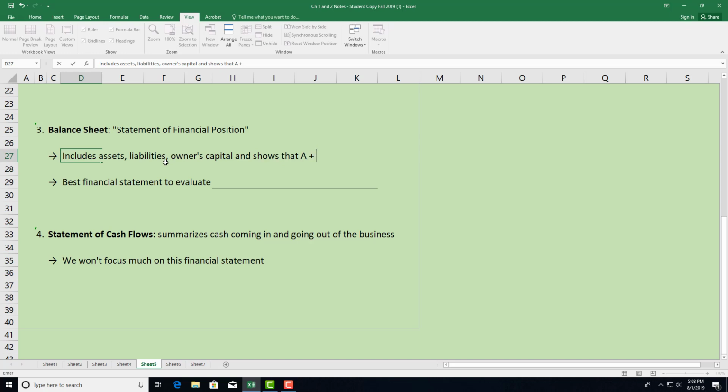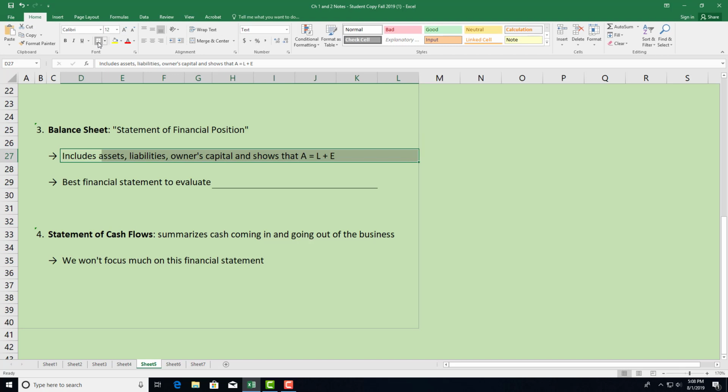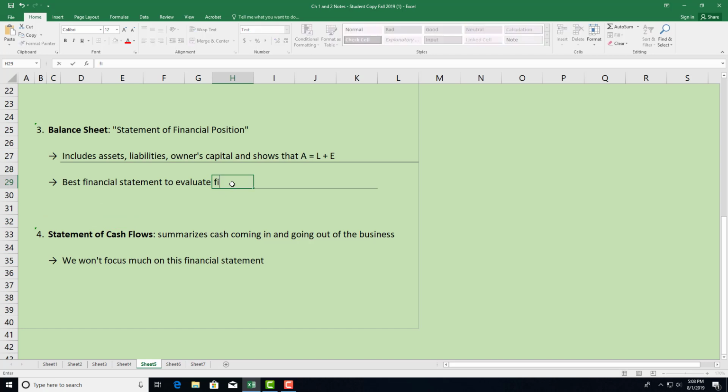Assets equals liabilities plus, sorry, I keep messing up here, liabilities plus equity. So it shows that those things are in balance. And I'm going to underline that right there. And our balance sheet is the best financial statement to evaluate financial condition. And I really want this to make sense. I really want you to understand this and not feel like you memorize this.